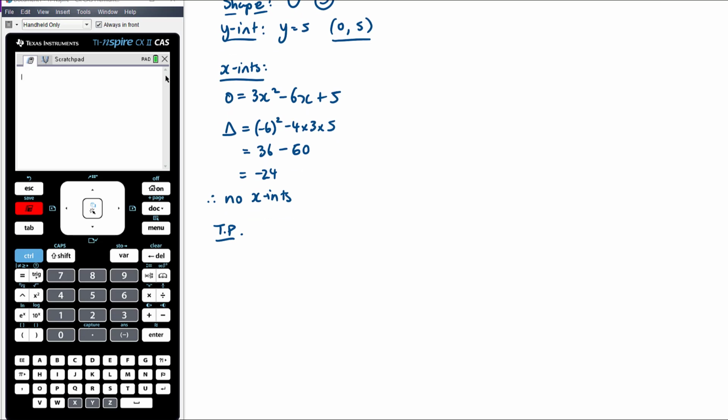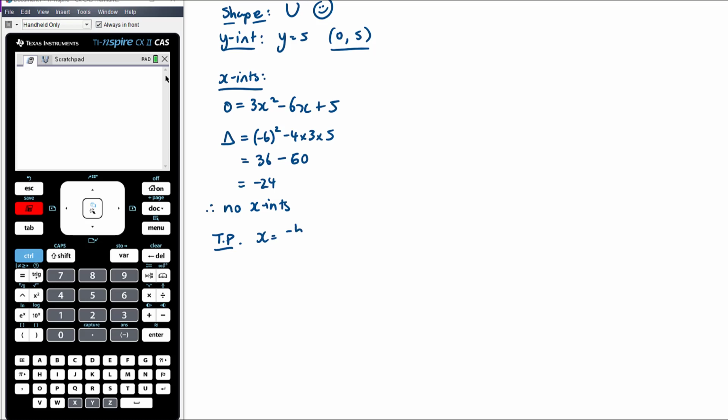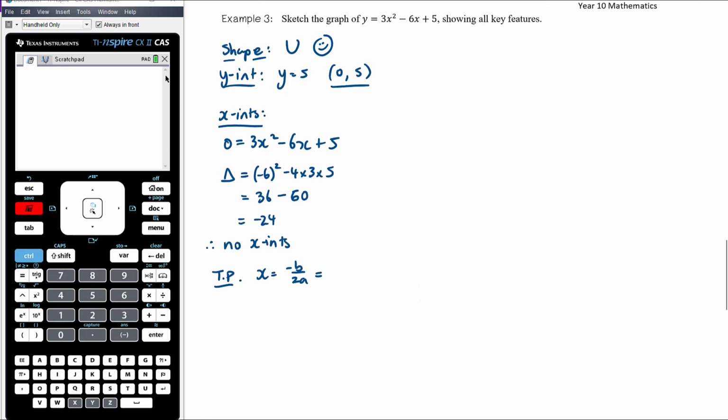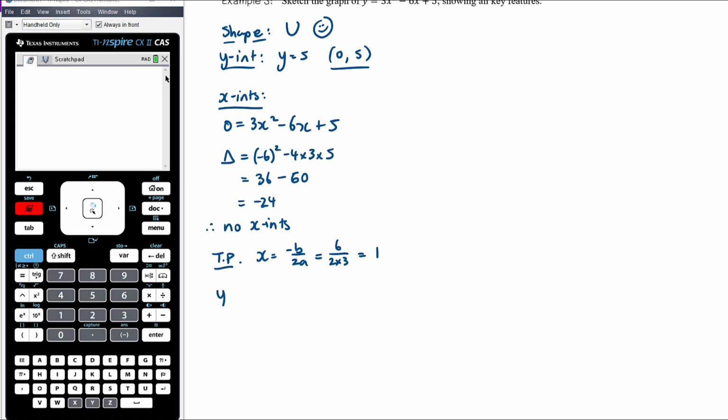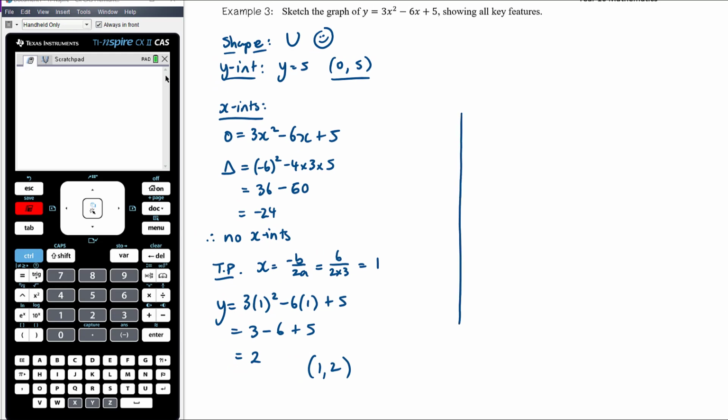Now, you might think, okay, I need to complete the square to get my turning point because I don't have any x-intercepts, but remembering the x value of our turning point is at negative b on 2a. So for this quadratic, that is positive 6 on 2 times 3, so that's 6 on 6, that's 1. So turning point happens when x equals 1. We sub x equals 1 into our equation. 3 times 1 squared minus 6 times 1 plus 5. So that's 3 minus 6 plus 5, negative 3 plus 5, so positive 2. So our turning point is at 1, 2. Okay, so we've got no x-intercepts, turning point at 1, 2, y-intercept at 0, 5. So we've got enough information to draw in our graph.